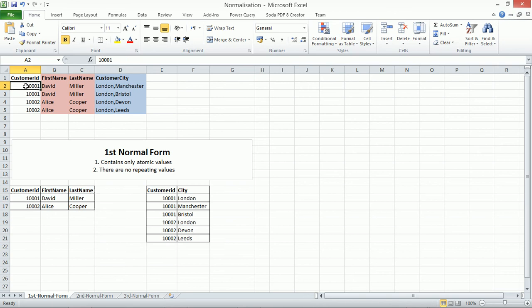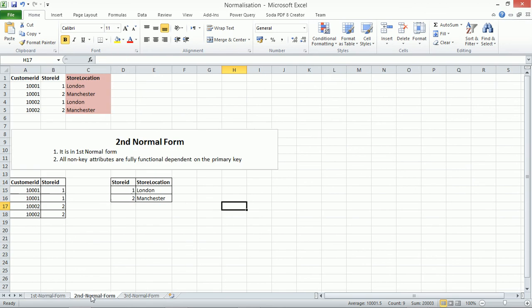If you look here, we have customer name and last name repeating multiple times, and they are repeating because the customer has multiple addresses. In order to remove that, we create a separate table, and here you see that we only have one David Miller associated with customer ID 10001, and only one Alice Cooper associated with customer ID 10002.